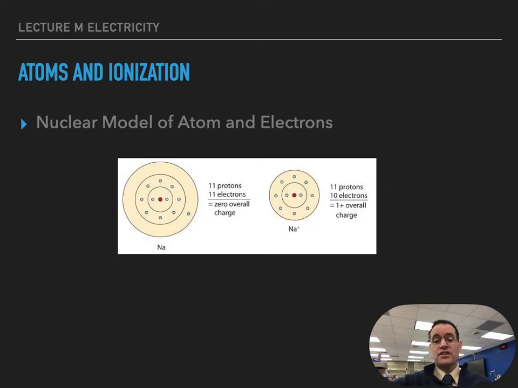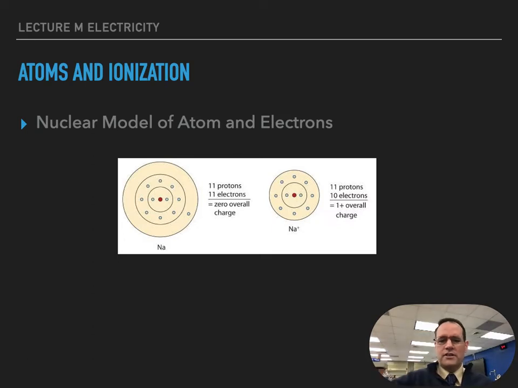And the starting charge is 0 for a neutral sodium atom. You can see a bit of the map there if you squint. We have 11 protons, we have 11 electrons, so that's equal to a 0 overall charge. 11 minus 11 is 0, okay?